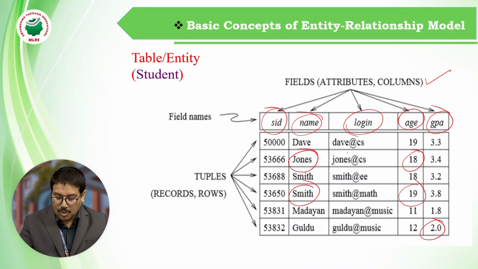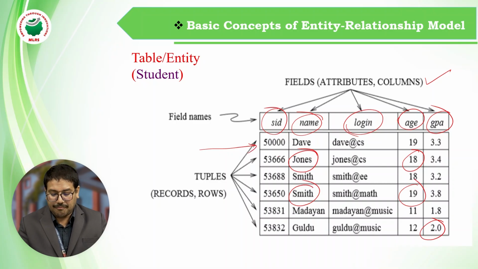And the row side, I mean this horizontal side, so this 50,000 Dave, I'm sorry, just a second.